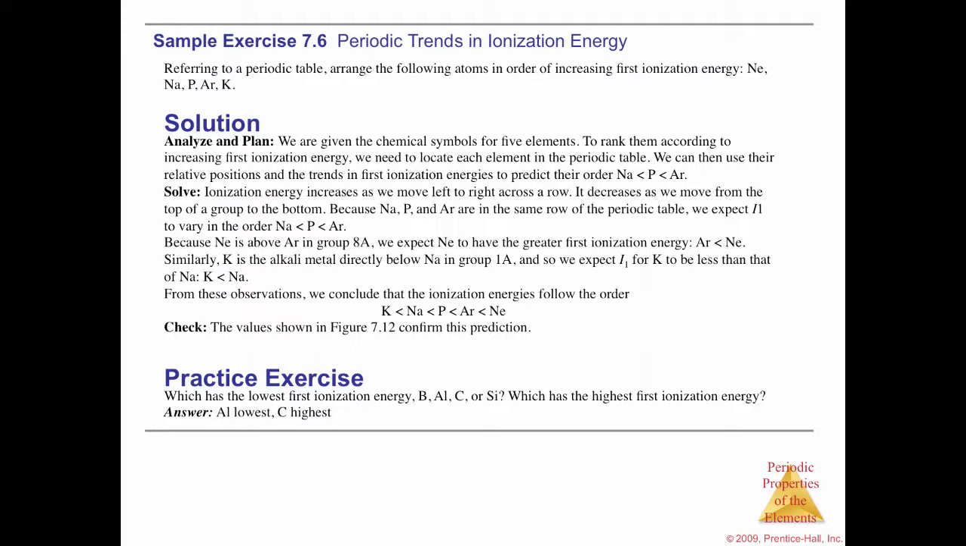Similarly, potassium is the alkali metal directly below sodium in group 1A, and so we would expect the first ionization energy for potassium to be less than that of sodium. From these observations, we can conclude that the ionization energies will follow the order potassium, sodium, phosphorus, argon, and then neon.